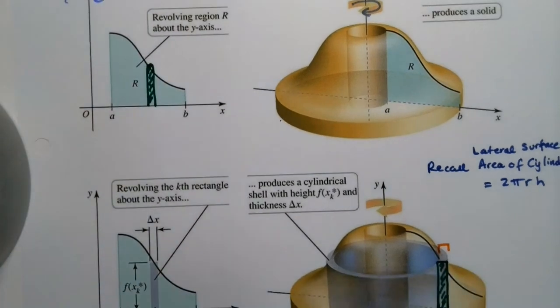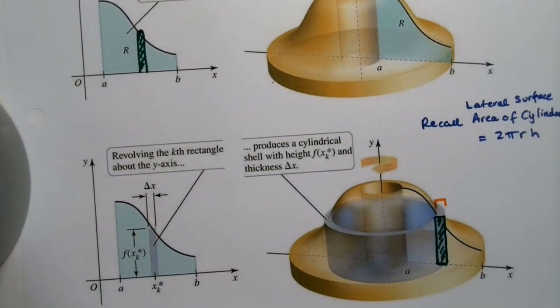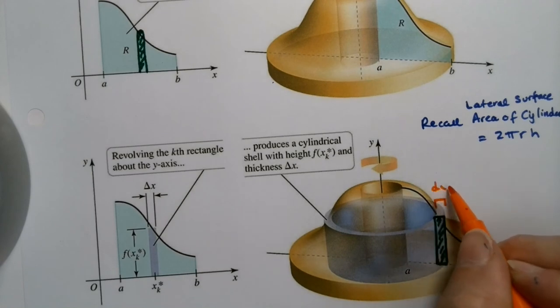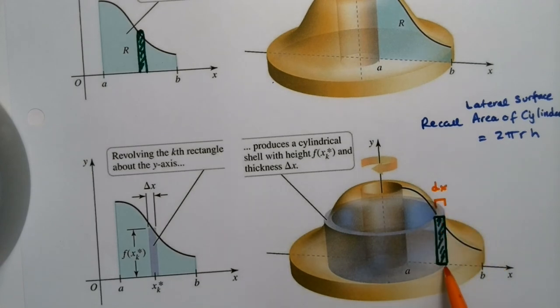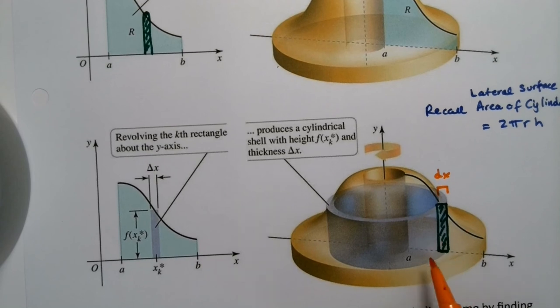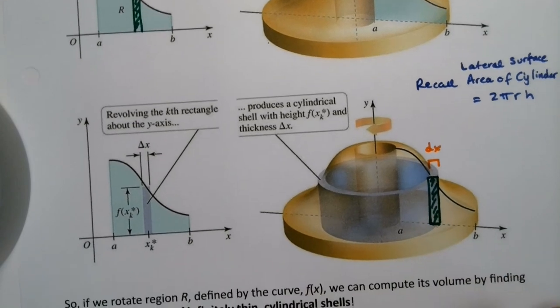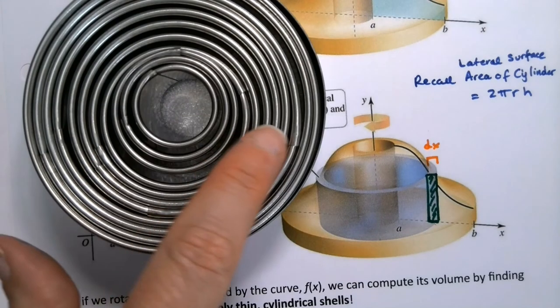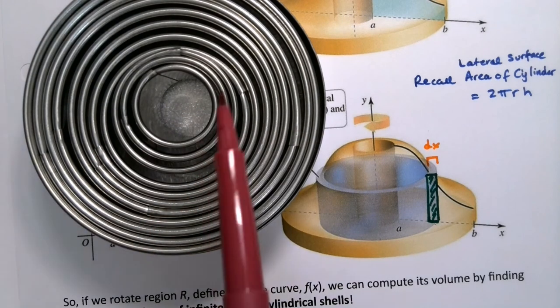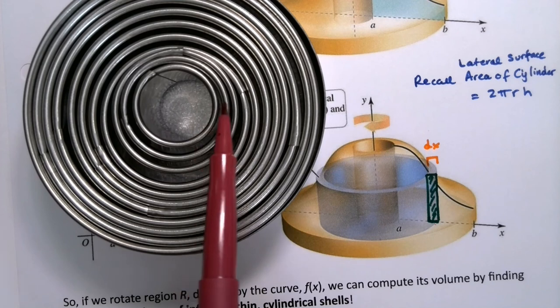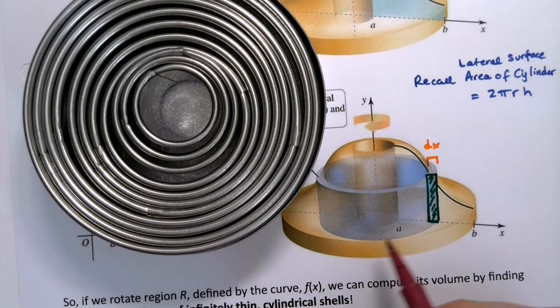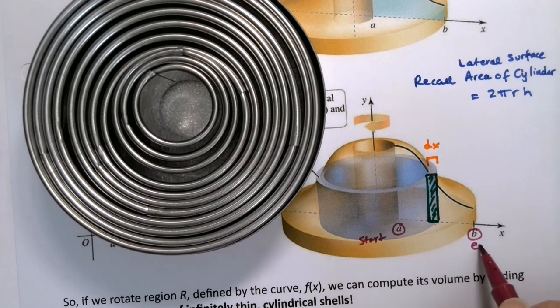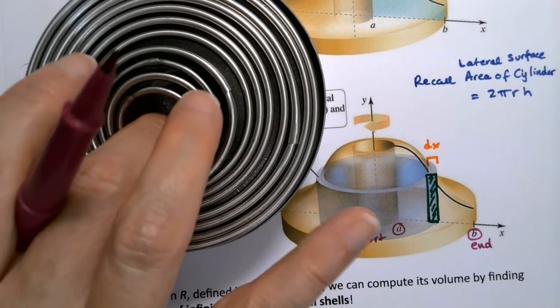Okay, so if I have that rectangle swinging around and it forms a cylindrical shell, I've got a thickness that's dx, right? Dx because that's the x-axis down below right there. So that's a thickness in terms of x. I start at the innermost ring here and I end up at the outermost ring. So I want to start here at x equals a and work my way out to x equals b.